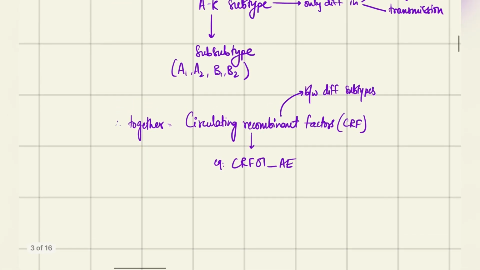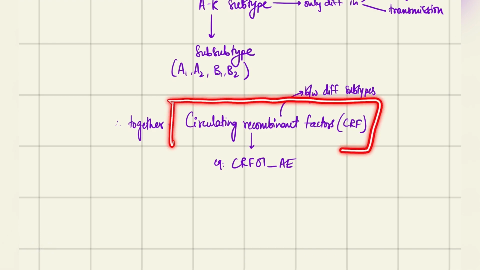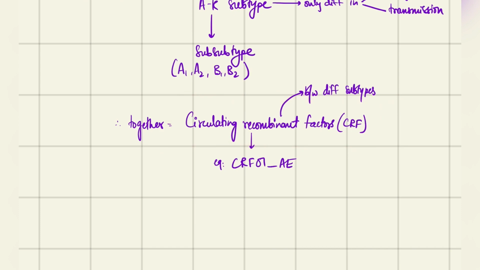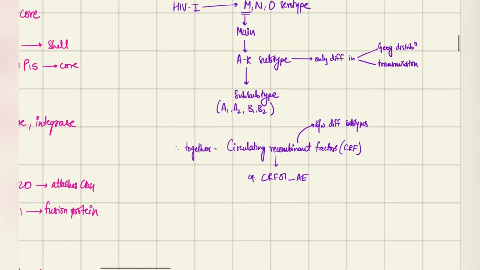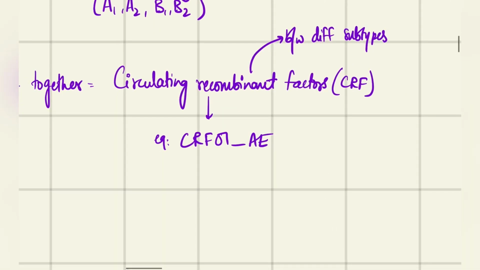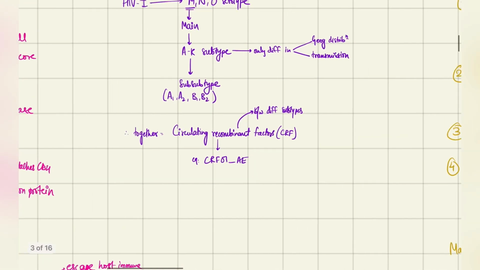Together, in different combinations, they form the circulating recombinant forms, known as CRF. For example, CRF01 is the type of the virus, and AE means the A and E subtypes coming together in a recombinant fashion will form CRF01_AE. So this is just a type of naming.